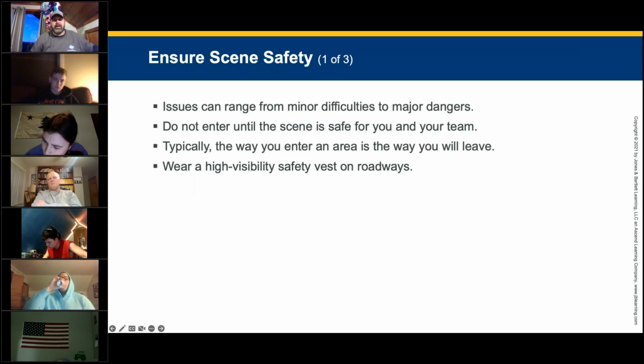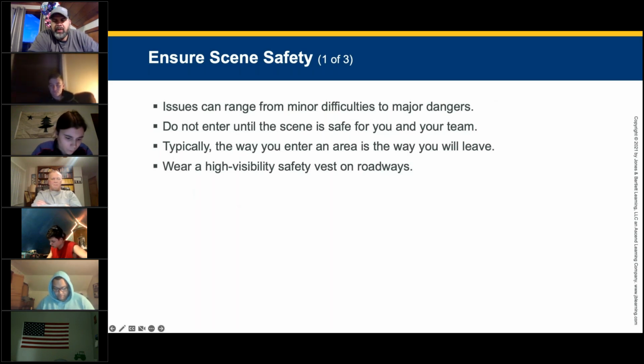Some of the issues range from minor difficulties to major dangers. You shouldn't enter until the scene is safe for you and your team. Typically, the way you enter an area is also the way you should leave. And if you're on the road, you should have a vest on.